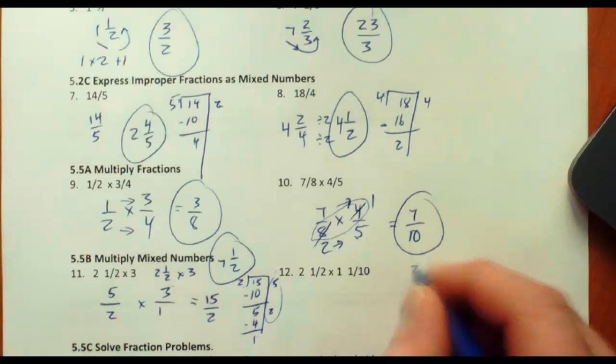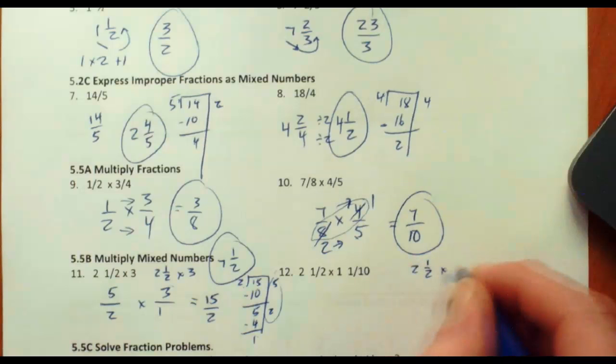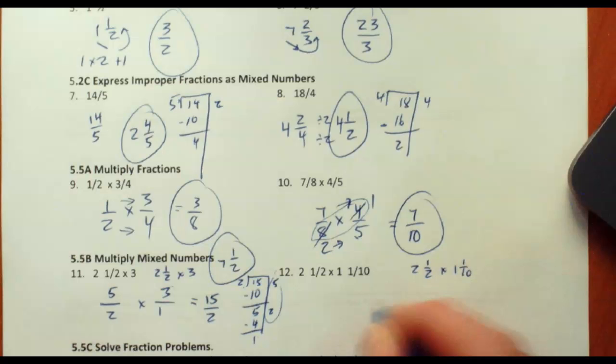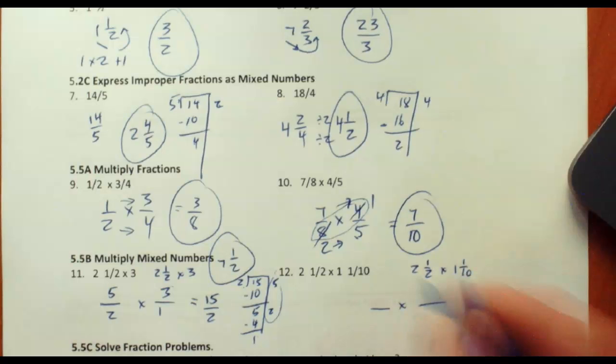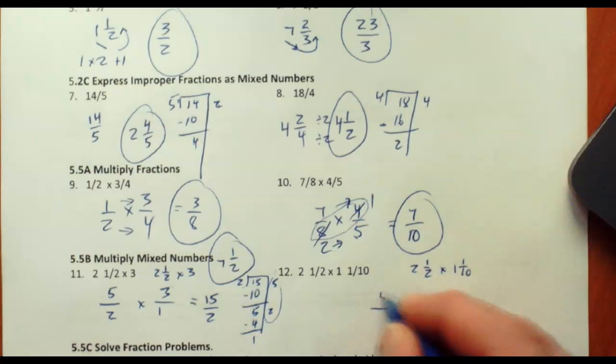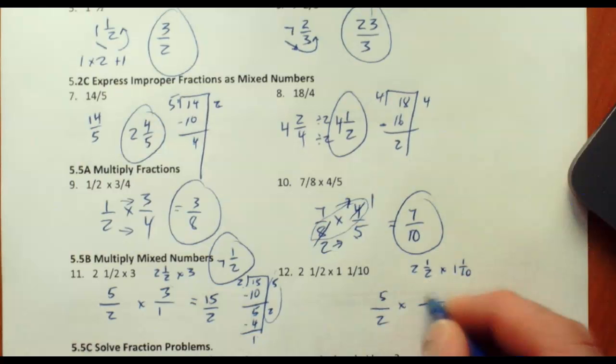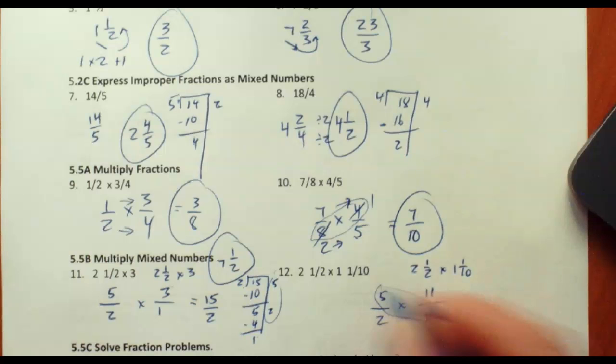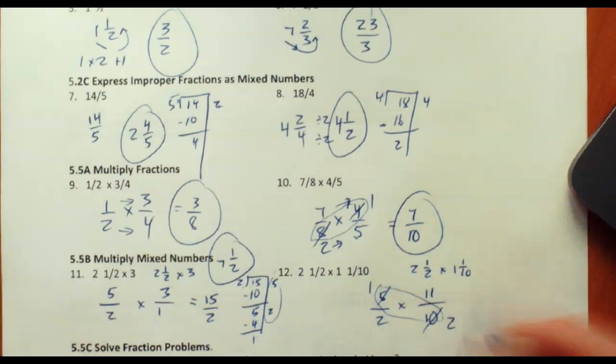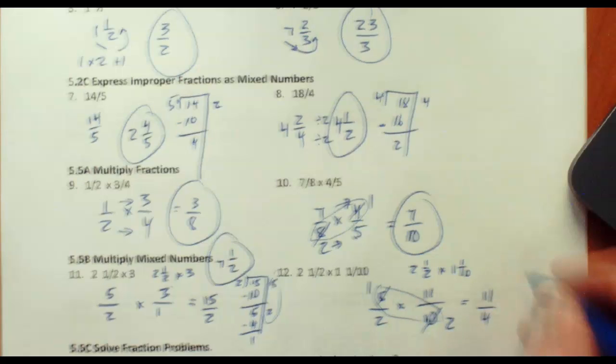Alright, so I'll write this out. 2 1/2 times 1 1/10. Let's make these dudes into improper fractions. 2 times 2 is 4, plus 1 makes 5 halves. 1 times 10 is 10, plus 1 gives me 11 tenths. Well, I can divide here. 5 divided by 5 is 1. 10 divided by 5 is 2. And I can just multiply across. 1 times 11 is 11. 2 times 2 is 4. So I have 11 fourths.